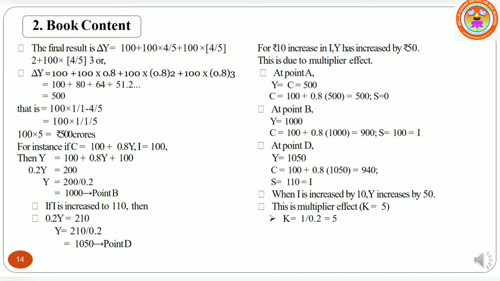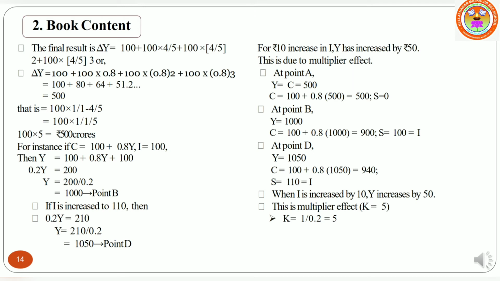At point A, Y equals C equals 500. C equals 100 plus 0.8, we have to substitute with the 500. 0.8 into 500, how much? 400. 400 plus 100 equals 500. So consumption is 500 and saving is nothing.